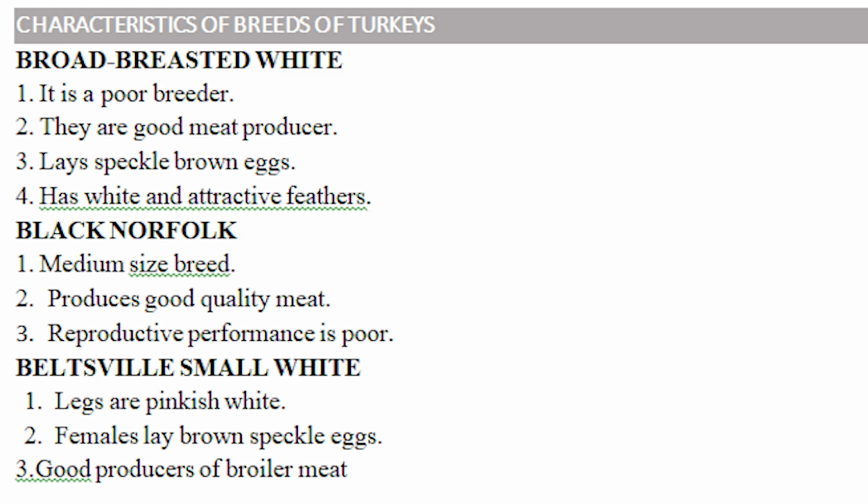Let us look at Black Norfolk. Number one, medium-sized breeder. Number two, produces good quality meat. Number three, reproductive performance is poor. Let us look at Beltsville Small White. Number one, legs are pinkish white. Number two, females lay brown speckled eggs. Number three, good producers of broiler meat.